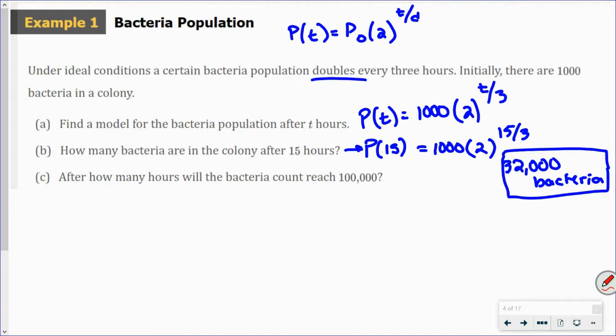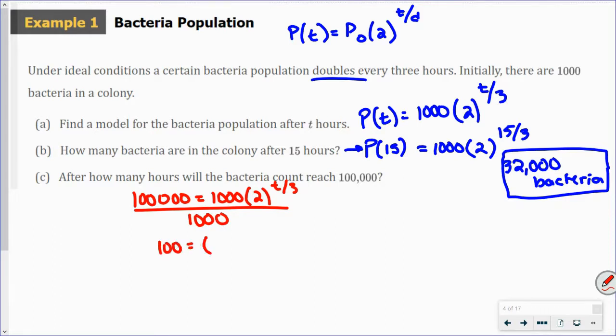Okay, and the last one, after how many hours will the bacteria count reach 100,000? So we're solving for time, and we're setting this thing equal to 100,000. So 1,000 times 2 to the T over 3. So we're solving this for T. So I'm first going to divide by 1,000. So you get 100 equals 2 to the T over 3.